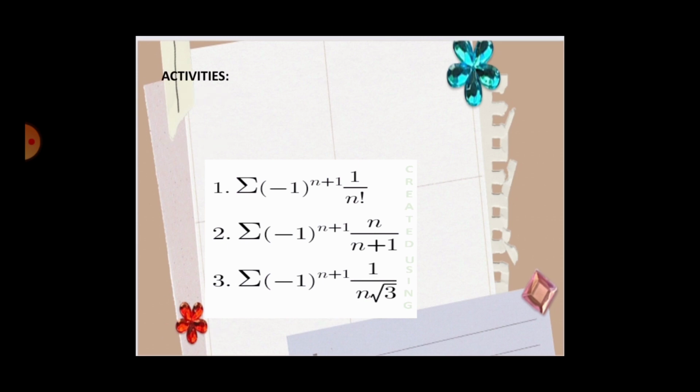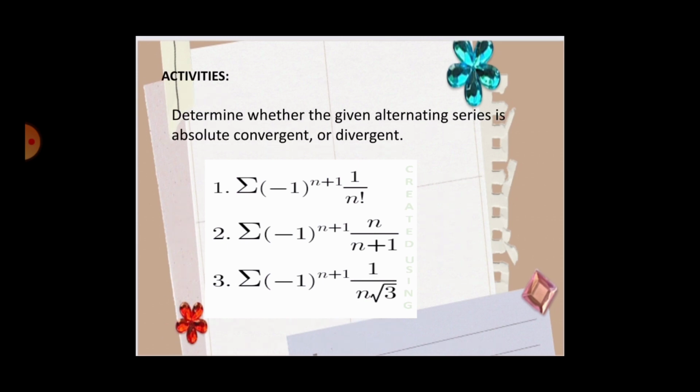So here are the activities. Determine whether the given alternating series is absolutely convergent or divergent. 1. The summation of negative 1 raised to n plus 1, times 1 over n. 2. The summation of negative 1 raised to n plus 1, times n over n plus 1. 3. The summation of negative 1 raised to n plus 1, times 1 over the square root of n.